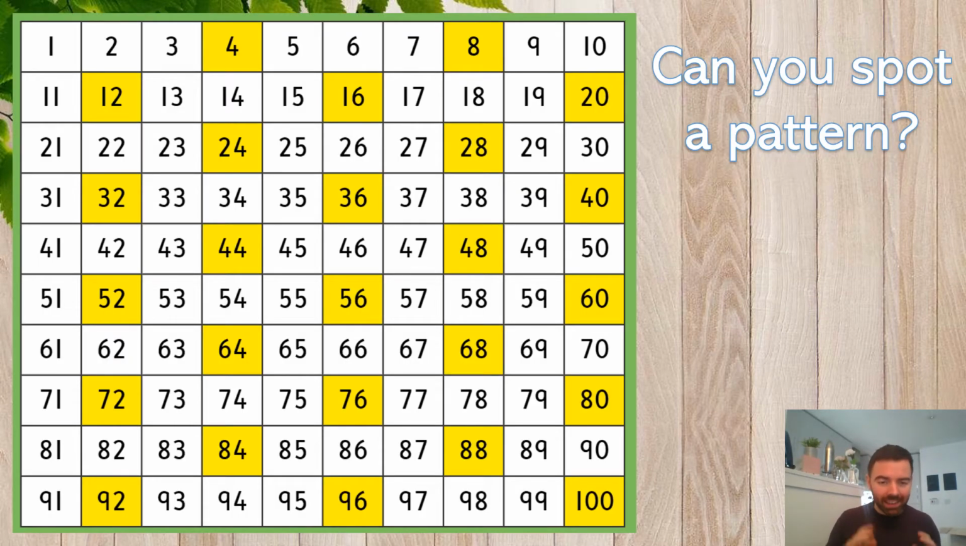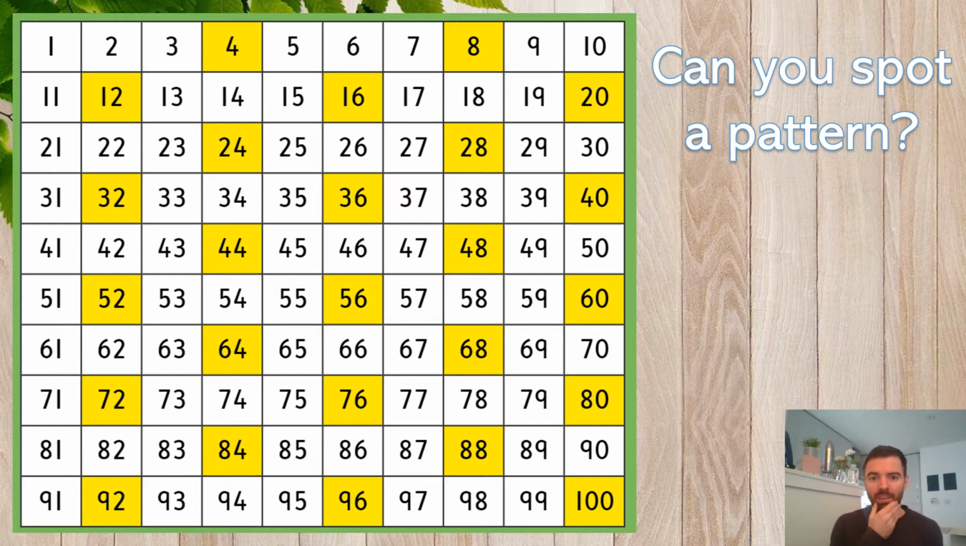Okay. Here, this is always useful to look at, I think, as well. This is what we call a 100 square. Hopefully we've seen these before. I've done it in a previous video. It's a 100 square. It goes from the number 1 all the way to the number 100 at the bottom. And what I've done is I've highlighted in yellow every number in the 4 times table. What we sometimes call multiples of 4. Can you spot a pattern? Have a look. Can you spot a pattern?